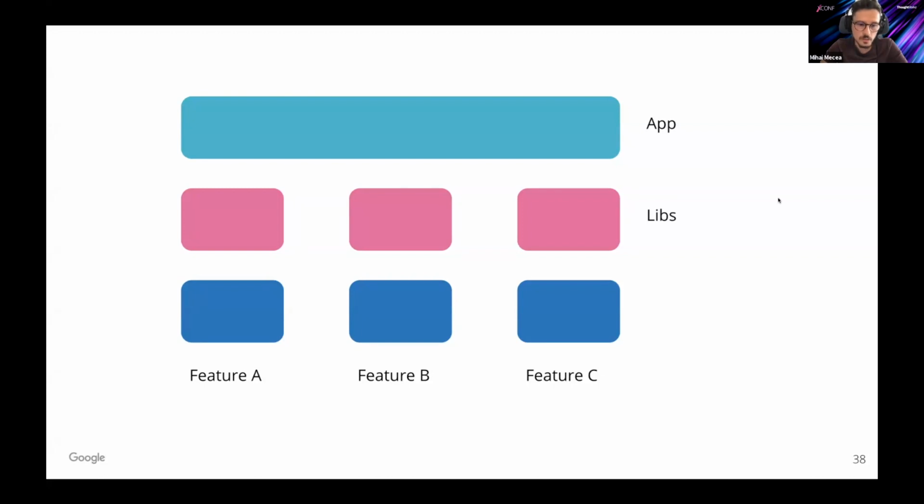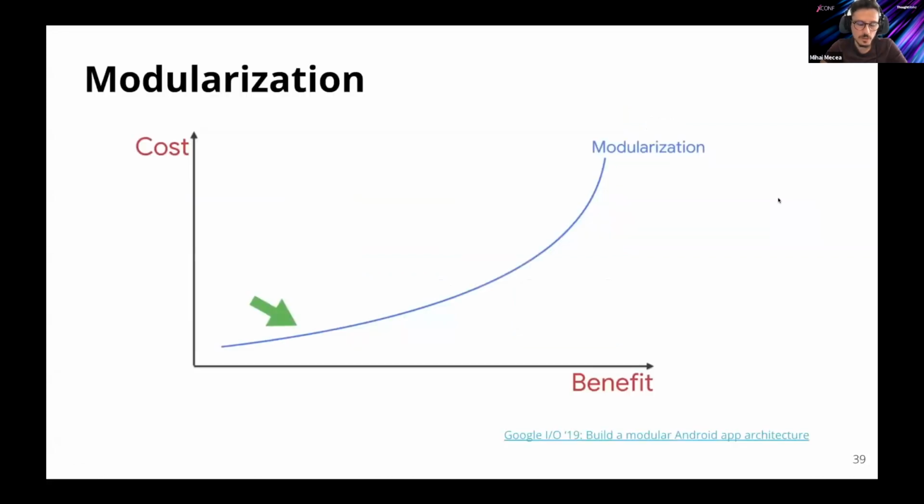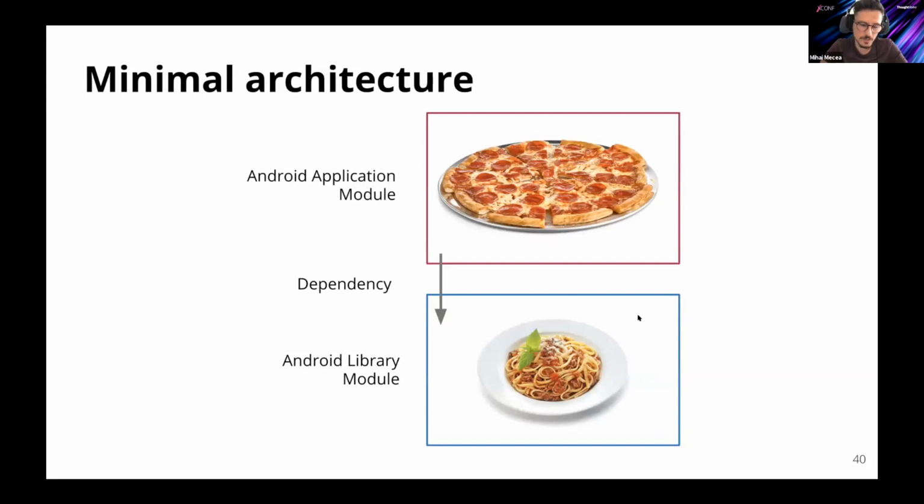But for choosing this kind of approach as a minimal architecture, let's take a look at this nice slide that is actually from this presentation over here from Google I/O. This is the name for it, for building a modular Android app, where it states that once you start modularizing your app, you get a lot of benefits. But then if you add too much, the cost increases and the benefit starts to stall. Therefore, if we would consider modularization, we would need at least 2 modules. We would get this spaghetti over here and this nice pizza over here.